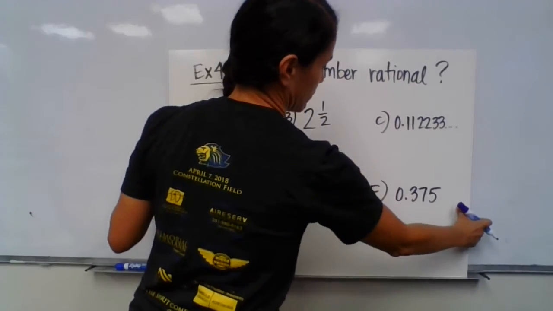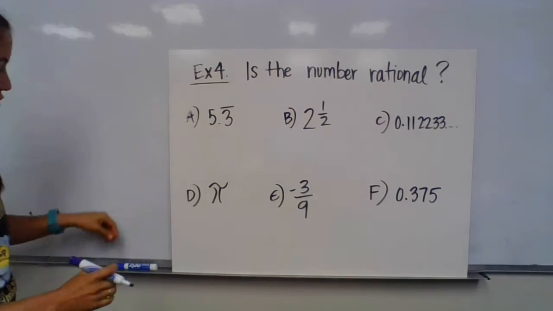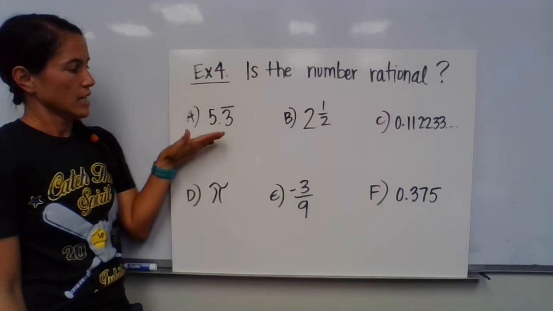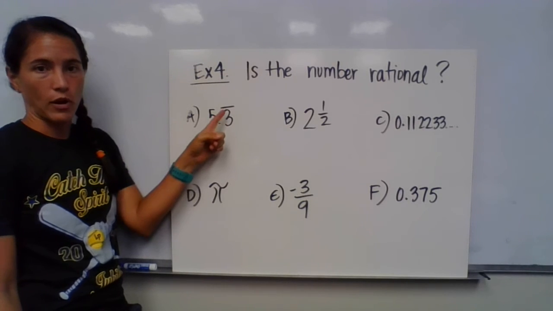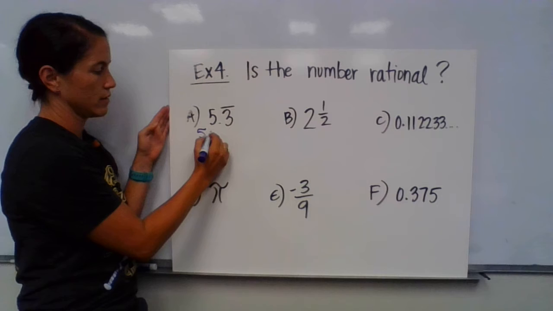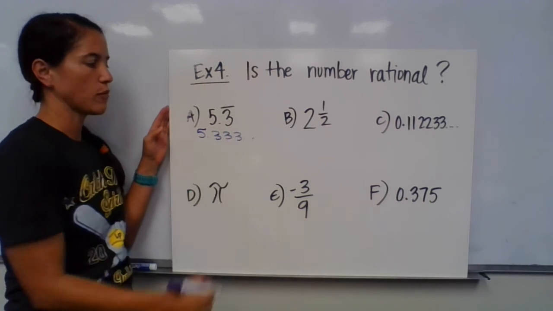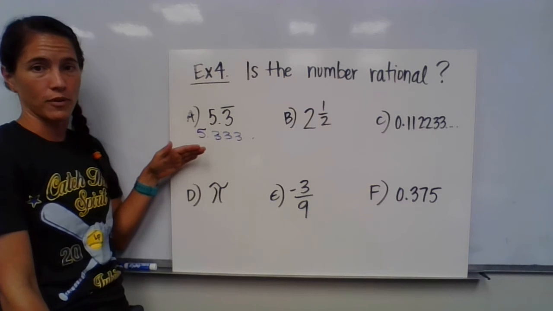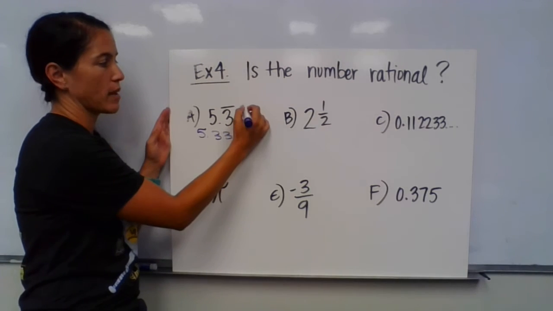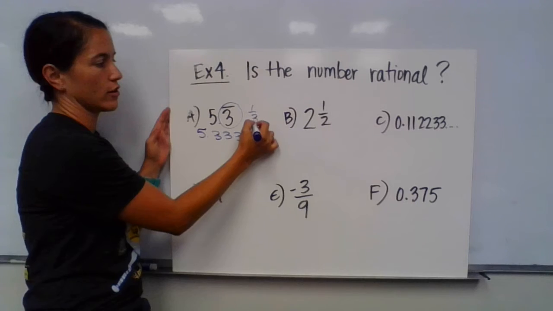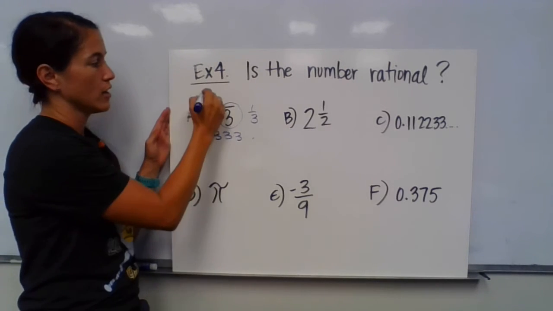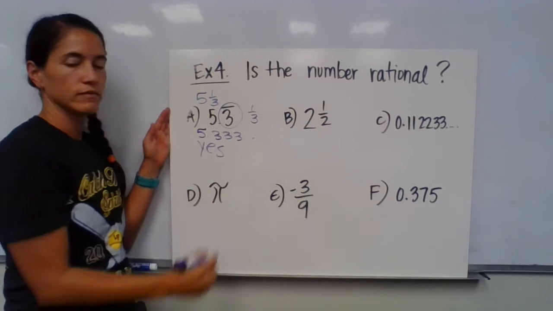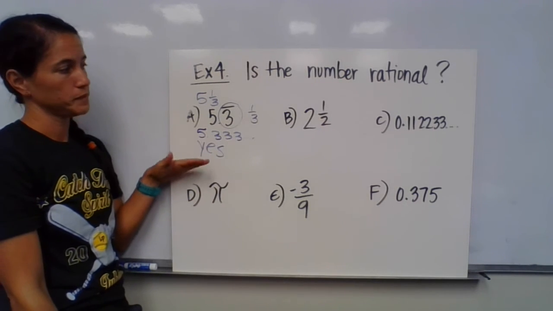Is the number rational? Is this value rational? So the answer is just going to be yes or no. A, 5.3 with the bar over it means 5.3 repeating. And like we said in the beginning, any repeating decimal can be written as a fraction. And I don't know, maybe you know that 0.3 repeating is 1/3. That would be nice if you knew that. So this is 5 1/3, which is rational. Any repeating decimal is rational.